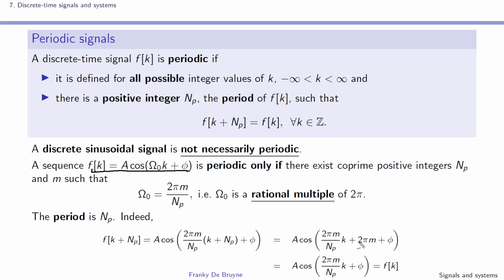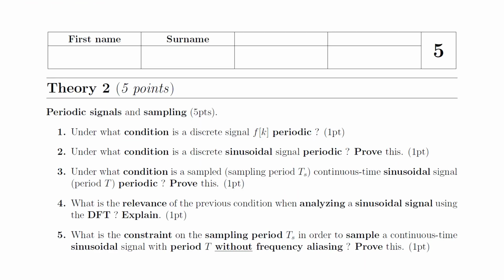So here you have a term plus 2 pi m, right? Since the cosine is periodic, this means that this cosine is equal to this cosine over here, but this is exactly our original sequence with omega 0 replaced by this quantity. So we have shown this property over here. So this means that this discrete sinusoidal signal with this omega, right, is periodic. If you choose an omega 0 that is not a rational multiple of 2 pi, well, the discrete sinusoidal signal will not be periodic. For the third part of the question, we start from a continuous sinusoidal signal, and we look under what condition on the sampling period the sampled signal is periodic, and we have to prove this.